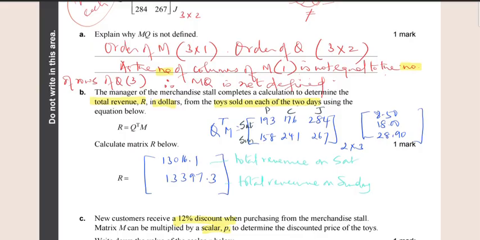The manager of the merchandise stall completes a calculation to determine the total revenue in dollars from the toys sold on each of the 2 days. So, what he's doing is he's trying to add up and find out how much revenue he made on each of the 2 days using this particular equation. Now, Q transpose.